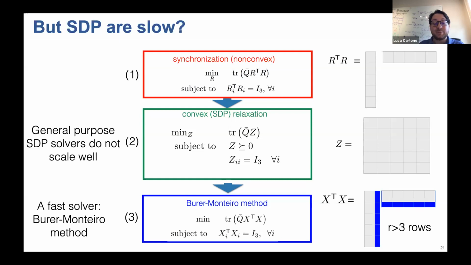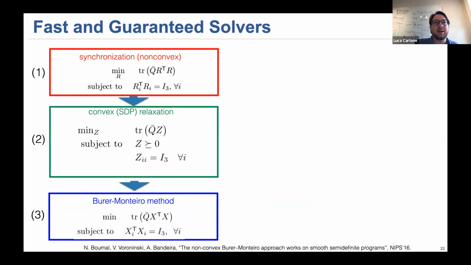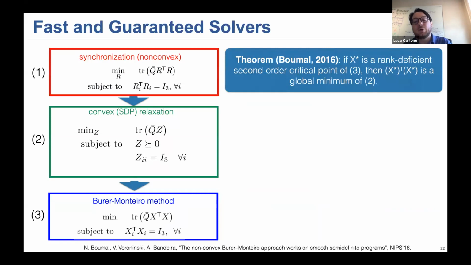So the Buehler-Monteiro method has been known since 2003, but only recently people started to understand that there are theoretical guarantees that you can establish when solving the Buehler-Monteiro method. And in particular, Bumal in 2016 got a very nice result saying that essentially if you solve the Buehler-Monteiro method, you get an X star. This X star is rank deficient and is a second order critical point of this problem. Second order critical point is a condition which is very easy to check. Then X transpose X is a global minimum of 2, okay? So a local solver applied to this problem can find a global solution to this one.